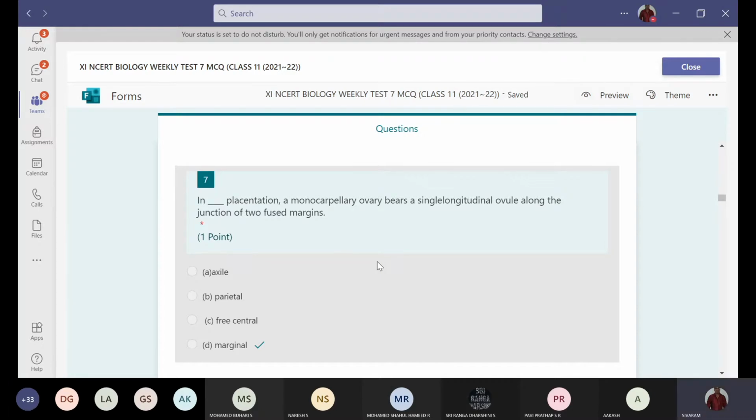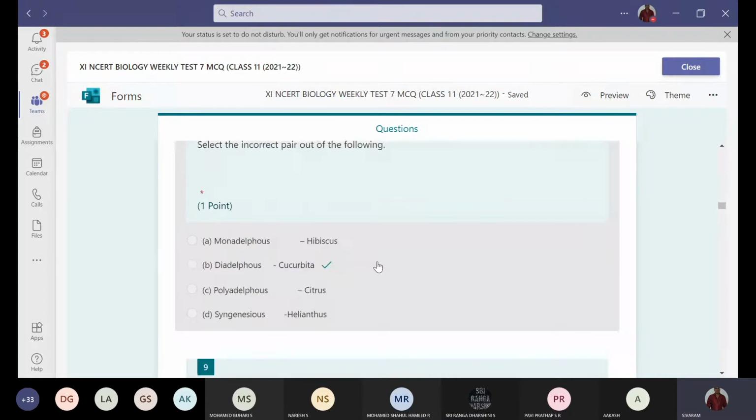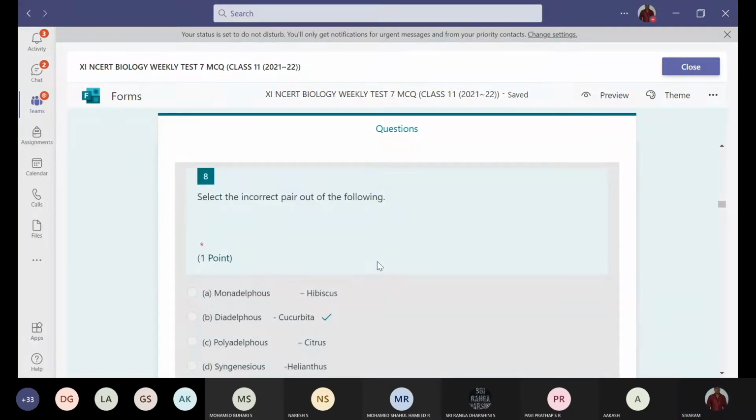We'll find that two margins were fused on the ventral side. At that region, we'll observe the arrangement of ovules or seeds, and such a type of placentation we are calling marginal placentation. And next, select the incorrect pair out of the following. Monoadelphous, hibiscus. In hibiscus, we'll find all the stamens are fused and they are present in one bunch. And next, diadelphous, cucurbita. It is polyadelphous in cucurbita, not diadelphous.